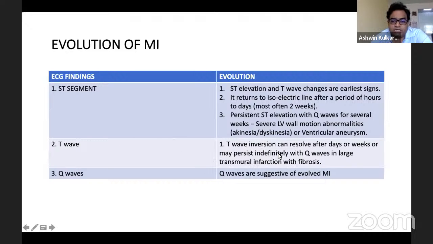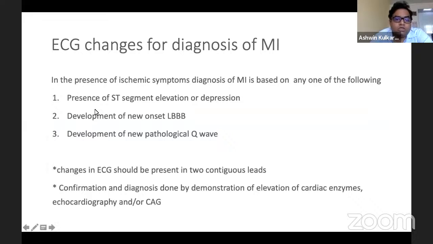T waves, as I mentioned here, get inverted and it takes almost weeks to months to get normalized. And Q waves are suggestive of generally evolved MI and also chronic old MI. So this is important.